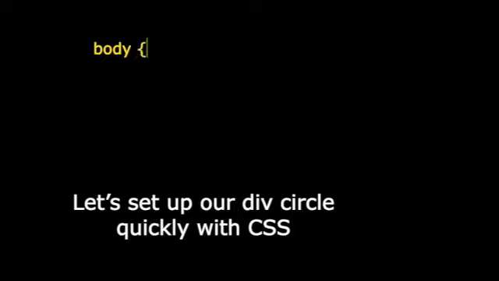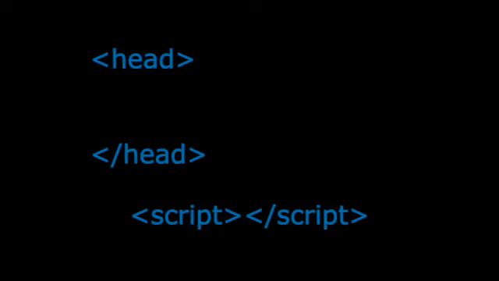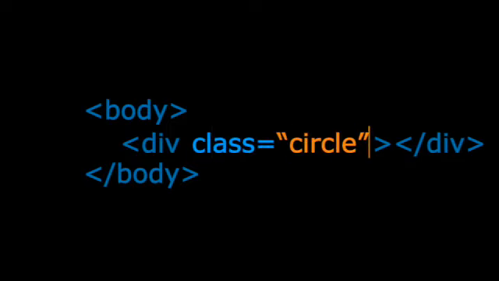Let's set up our div circle quickly with the CSS. Lovely! To make JavaScript work with the CSS, we need to add script tags. For now, we can put them in between the head tags. Next, let's put in a class attribute into the div. We can give it a name like circle.